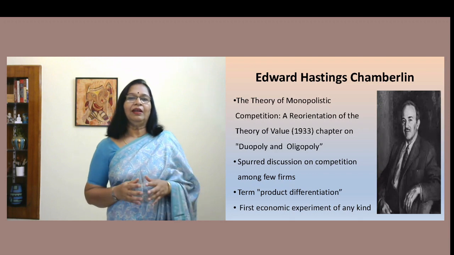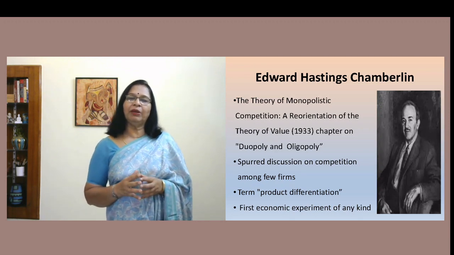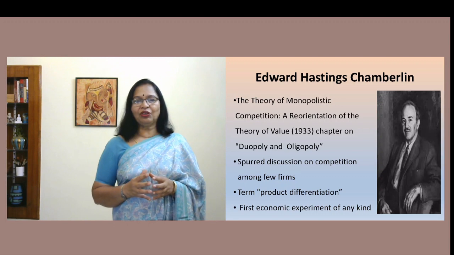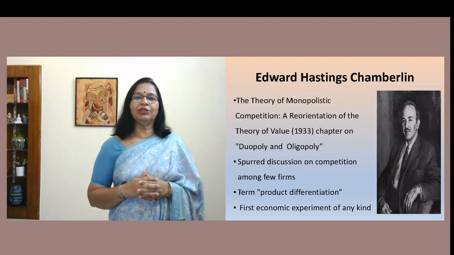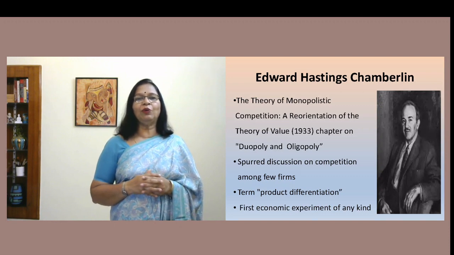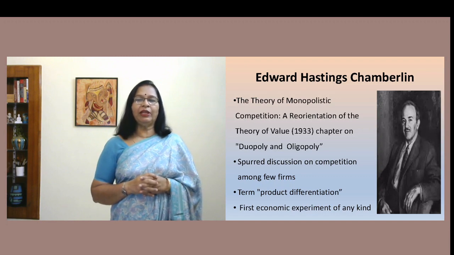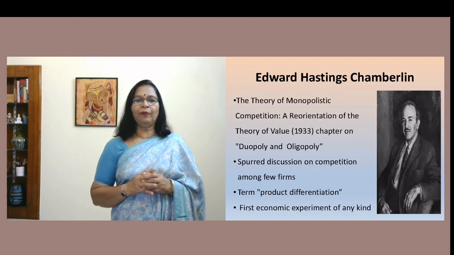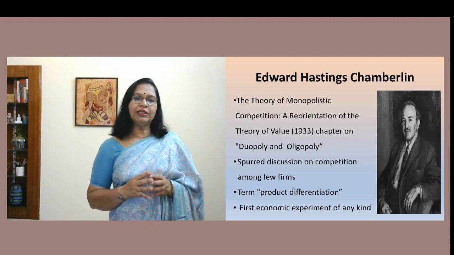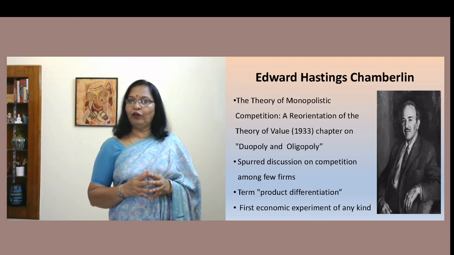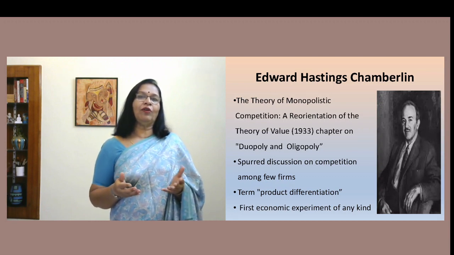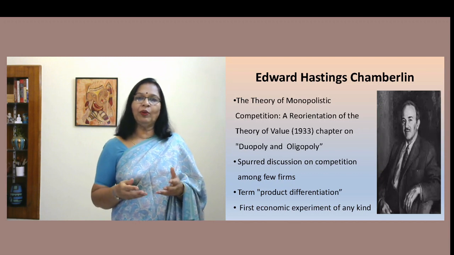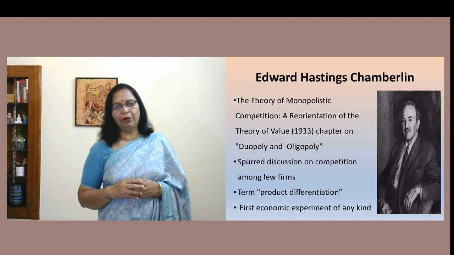Edward Hastings Chamberlain was an American economist who published his doctoral thesis in the form of a book, The Theory of Monopolistic Competition, a Reorientation of the Theory of Value, in 1933. He had a chapter on duopoly and oligopoly in this particular book. This book also spurred discussion on competition among few firms. In that sense, it was a beginning of an analysis of pricing when firms are few in number, unlike that of perfect market.